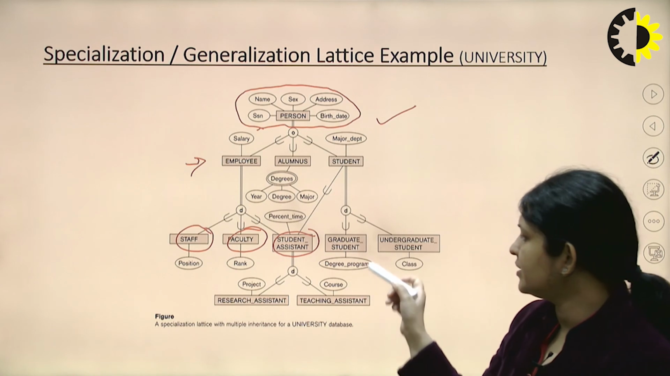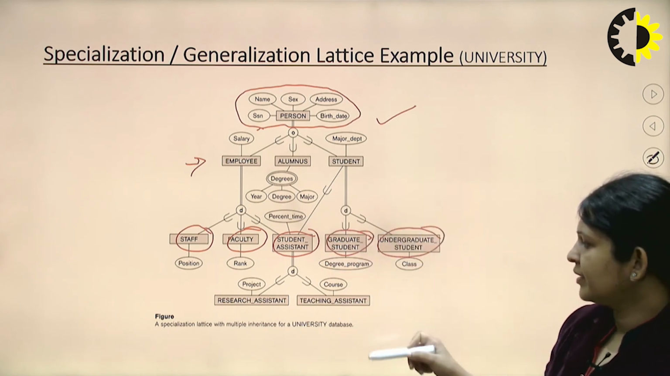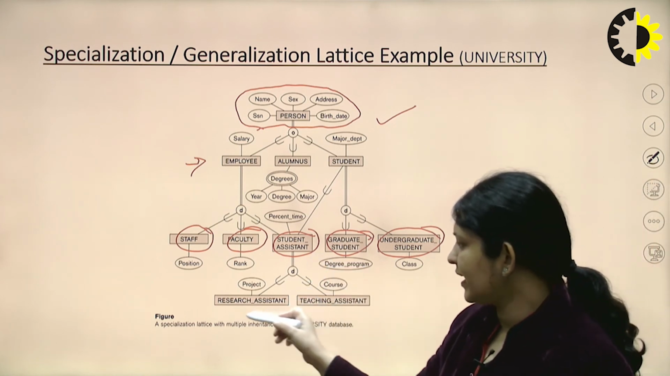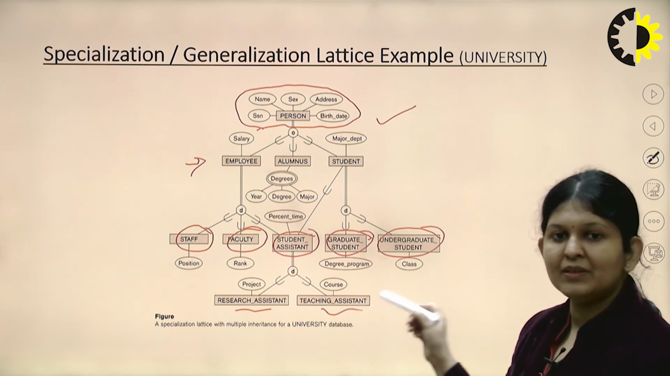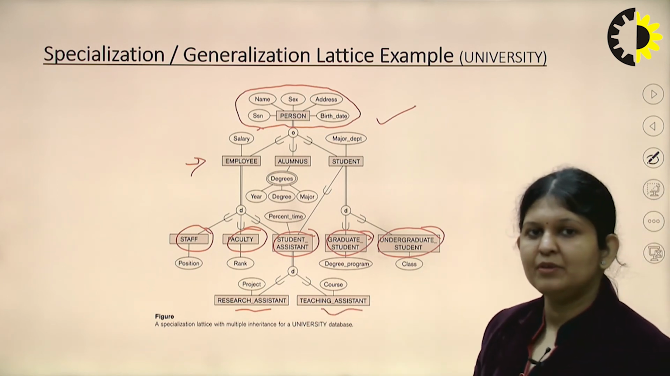Then students can be specifically graduates or undergraduates, depending upon the degree programs. Then further the student assistants can be research assistants or teaching assistants. So, this is the specialization generalization example for the university.